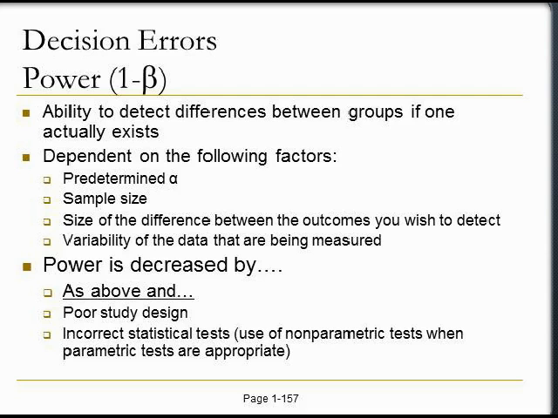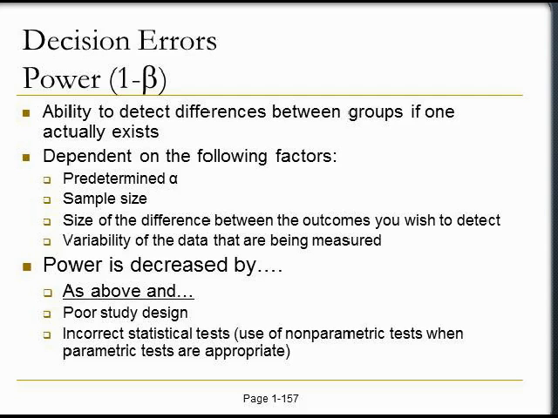Power, of course, is related. Power is 1 minus beta. And it's our ability to detect differences between groups if one actually exists. And it's dependent on a number of factors, including what our predetermined alpha was, typically 0.05, how large our sample size is, the size of the difference between the outcomes that we're actually trying to assess, and the variability of the data that are being measured.